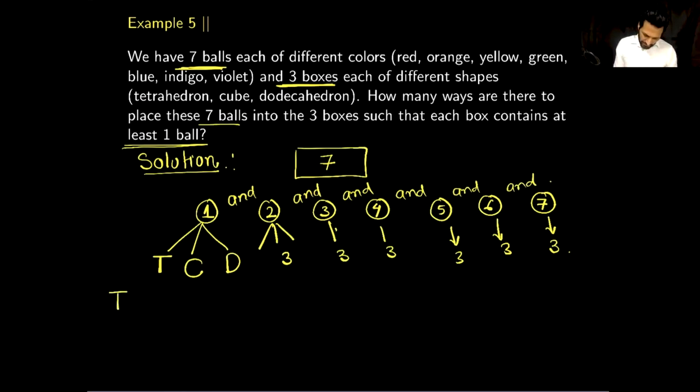Now if I calculate the total number of ways to do these assignments into the three boxes, it will be 3 to the power 7. So this is the total number of ways I can assign 7 balls to 3 boxes.